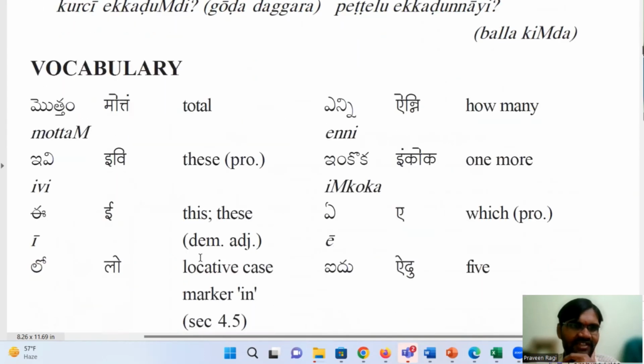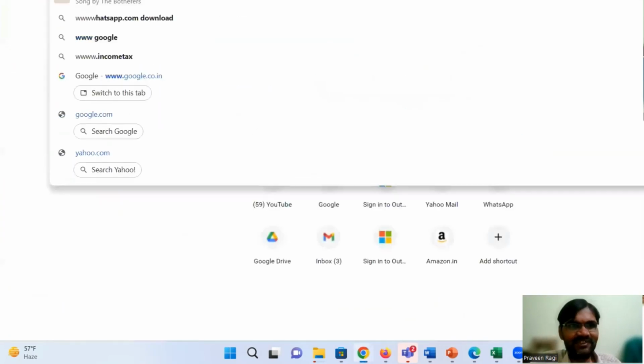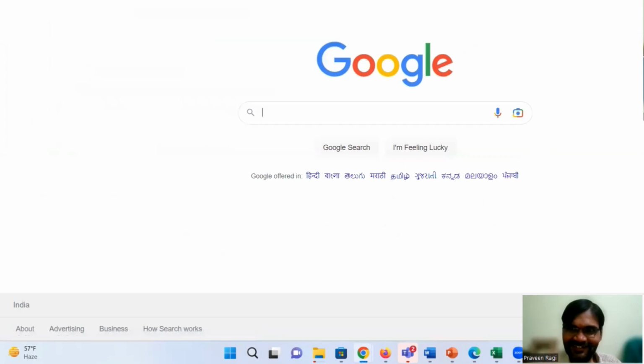Let's go to the next section, that is vocabulary. Here they have given the meanings already, but we will have some kind of practice by making one or two sentences so you can build your vocabulary. So the first one is mottam. Mottam means total. Instead of making our own sentences to get more ideas, I'll just type this word mottam in Google. We'll get random sentences, then I will ask you to translate. Now I'll go to Google. We'll get real world examples. Sometimes we may not get ideas in our mind, so it's easy to get from there.